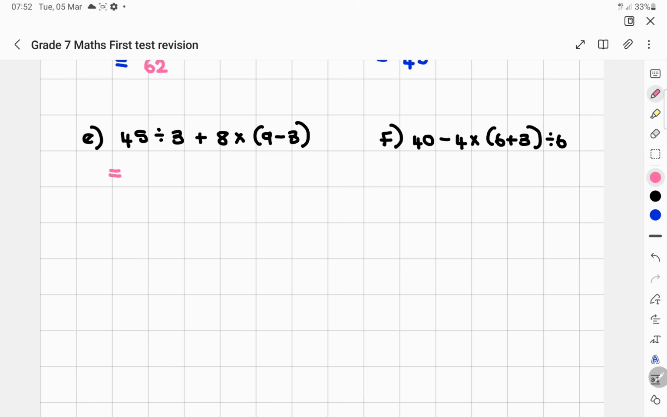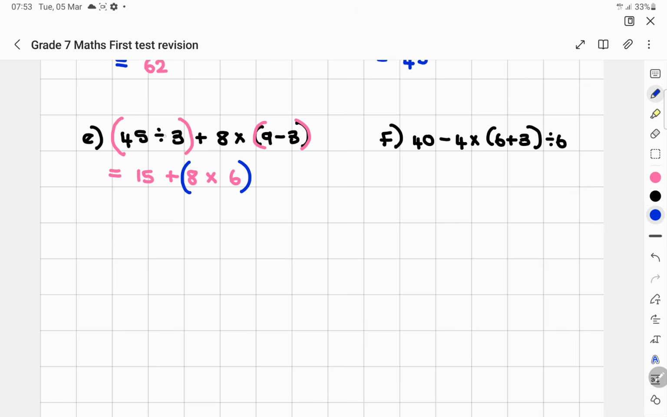Okay, if you're not too sure and you want to work with me, we're going to say 45 divided by 3 first, and that we're going to simplify as 15 plus 8 times. So if you need to write it all in steps, you can. And then we're going to simplify this bracket, which is 9 minus 3, which is 6. Okay, then you look at your next step. What do we have to do first? We need to do the multiplication.